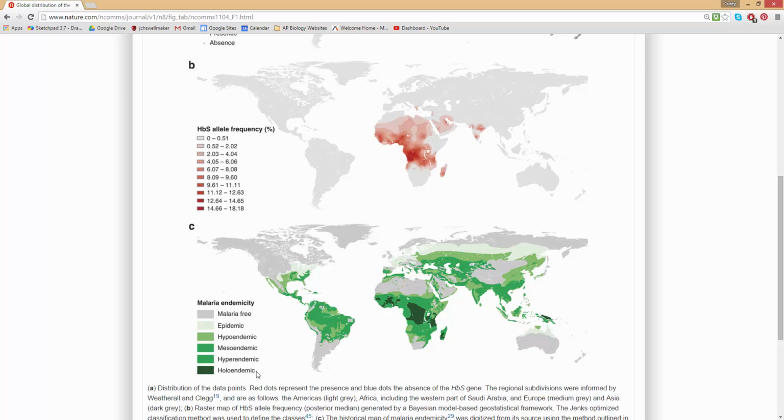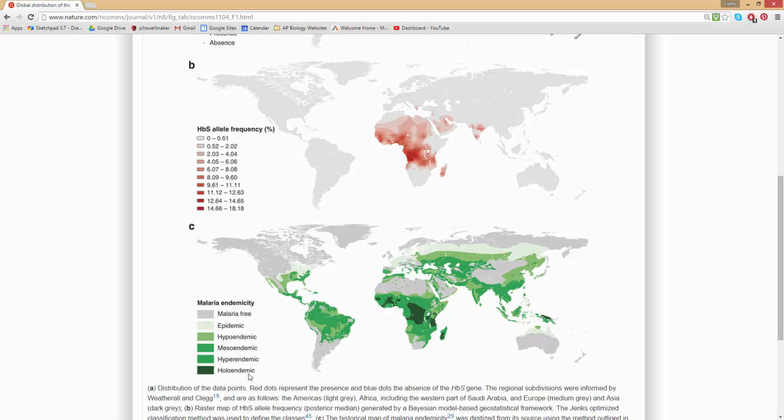This holoendemic color essentially means that the malaria parasite is present in every month out of the year. You have to remember that the malaria parasite relies on mosquitoes for transmission, and this holoendemic category means that the Anopheles mosquito is present every month of the year in these regions and therefore is able to transmit the malaria parasite to an enormous number of individuals who live in these specific areas.